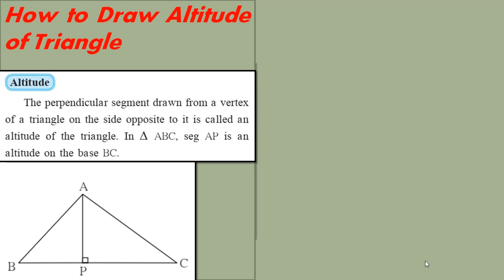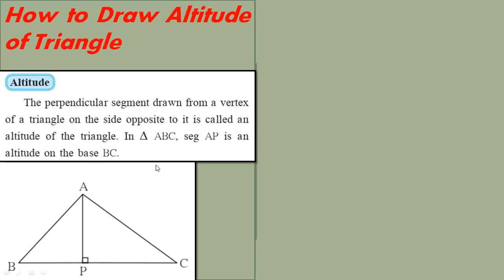In triangle ABC, segment AP is the altitude on base BC. So it is a perpendicular line from the vertex. These are the vertices and these are the opposite sides of each vertex. Side BC is opposite to vertex A, side AB is opposite to vertex C, and side AC is opposite to vertex B. So today we will learn the procedure of how to draw the altitude.